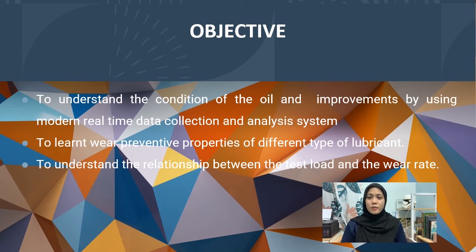The objectives of predictive maintenance in oil analysis are, first, to understand the condition of the oil and improvement by using modern real-time data collection and analysis systems. Second, to learn wear preventive properties of different types of lubricant. Third, to understand the relationship between the test load and the wear rate.